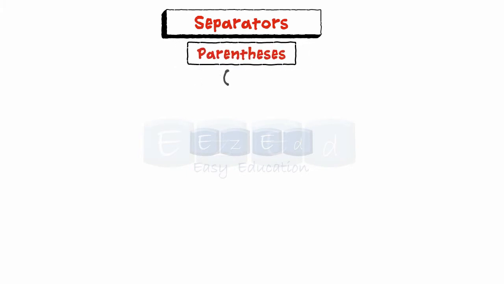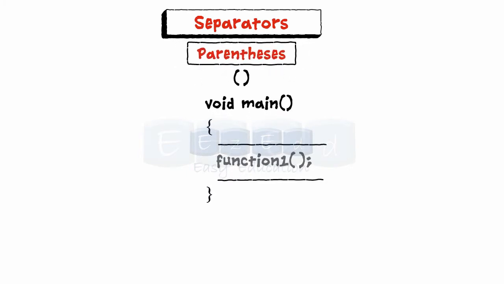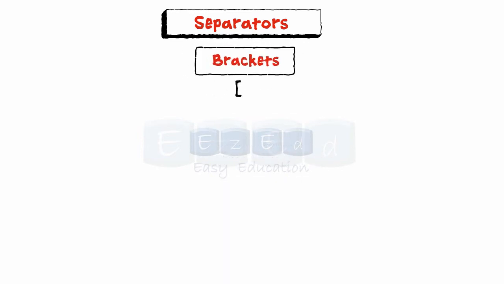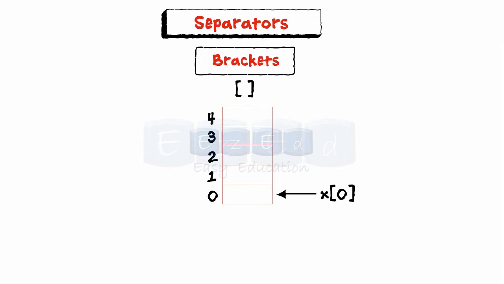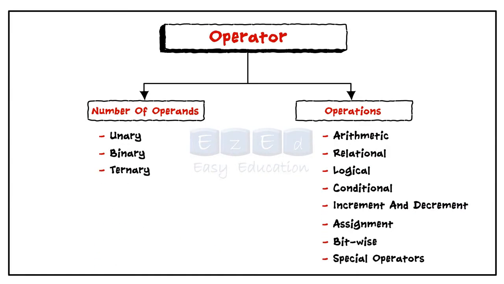Parentheses: these special symbols are used to indicate function calls and function parameters. Brackets: opening and closing brackets are used as array element references. These indicate single and multidimensional subscripts.